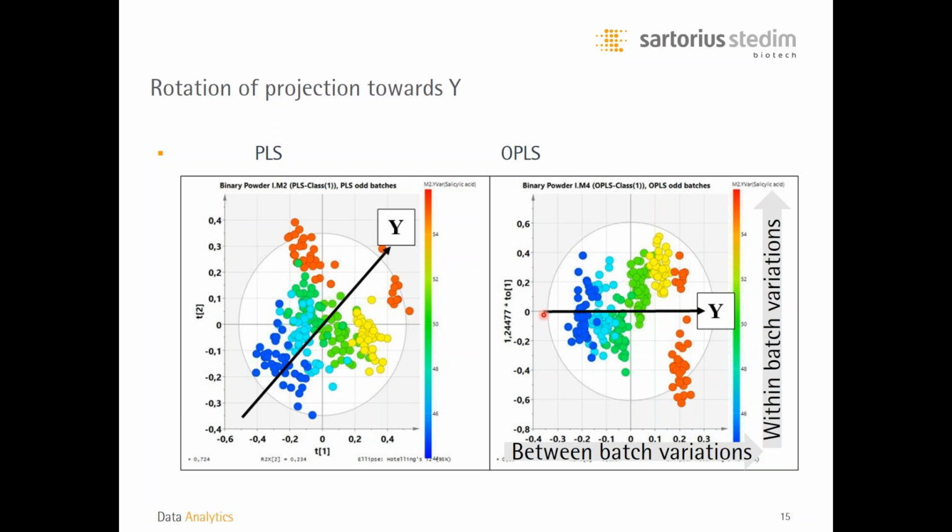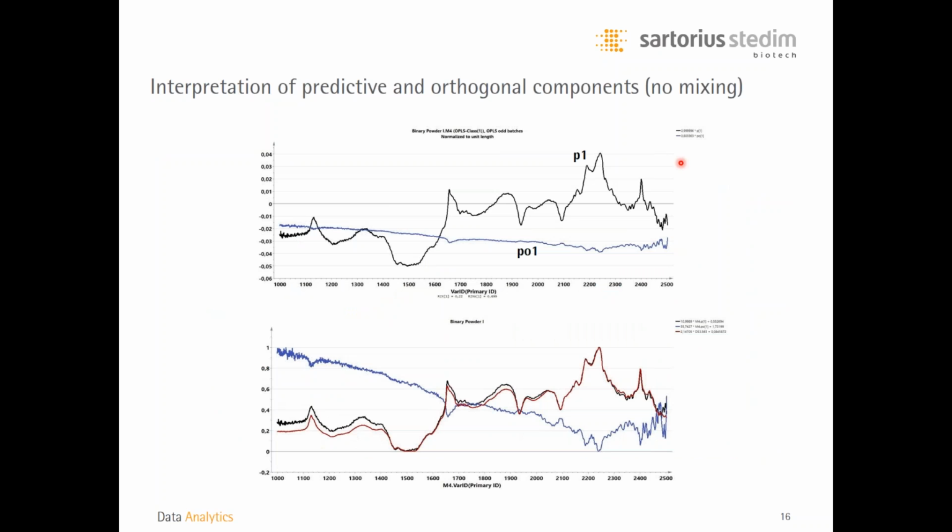The horizontal change from left to right in the OPLS model represents between powder batch variations, and the change from bottom to top in the vertical dimension represents within batch variations, and we can then follow up with the loading plots trying to figure out what the between batch variation and within batch variation look like from the spectral signature point of view. We do that on the next slide.